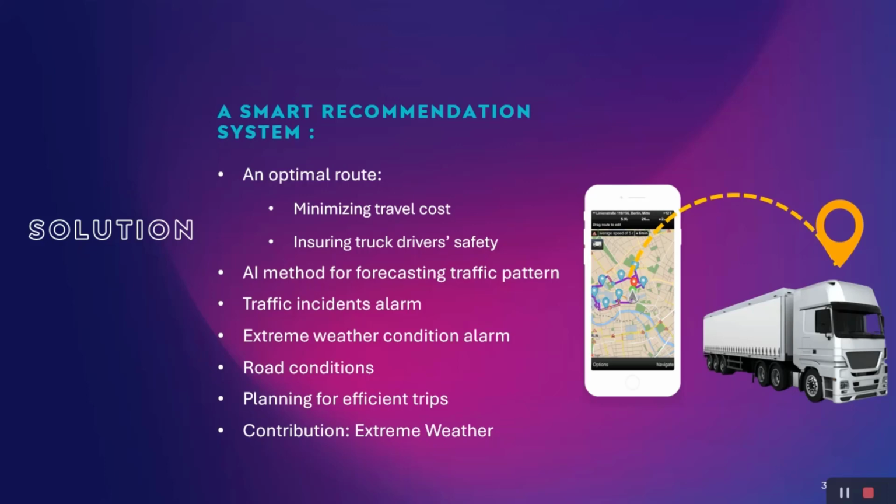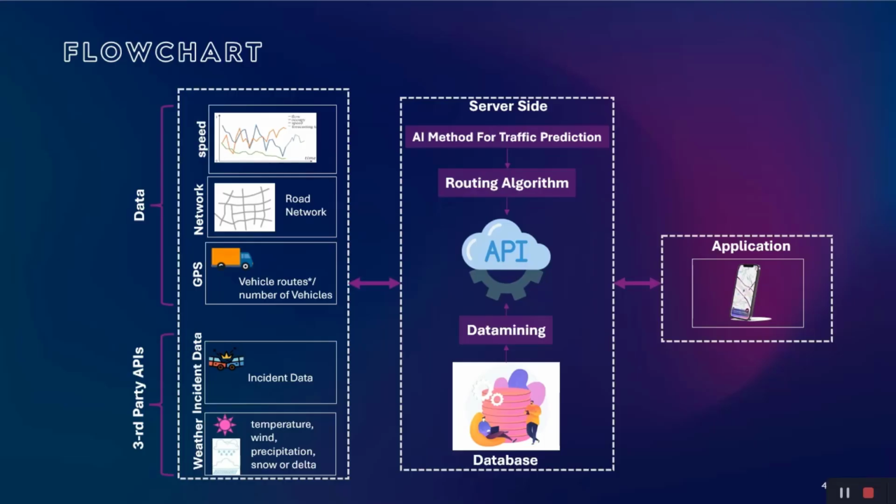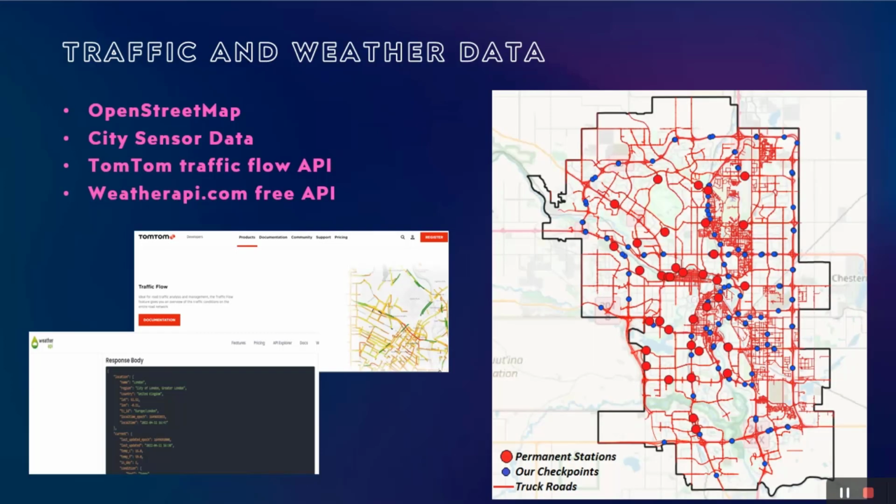This is planning. Our application has two sides, a server side and a front end. My friend Saeid is working on the front end, and I am working on the server side. On the server side, as I mentioned, we have our database, our AI method for traffic prediction, and our algorithms for routing and planning. I'm going to explain the server side to you. It was my responsibility to do all of the things I mentioned.